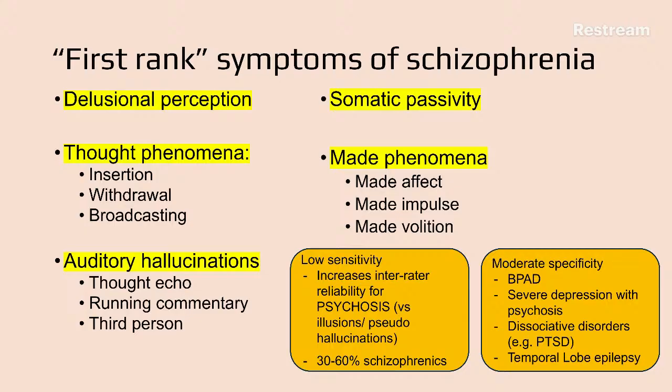Right? Auditory hallucinations are also part of the first-rank symptoms, but not all auditory hallucinations, only specific types. So we've covered some of these before. Thought echo is your first person sort of hallucinations. Running commentary is when the voices in your head have a narrative, narrating everything that they do throughout the day. And then third person hallucinations are when the voices are talking to each other.